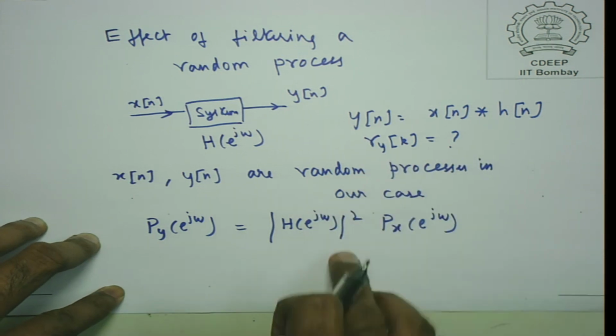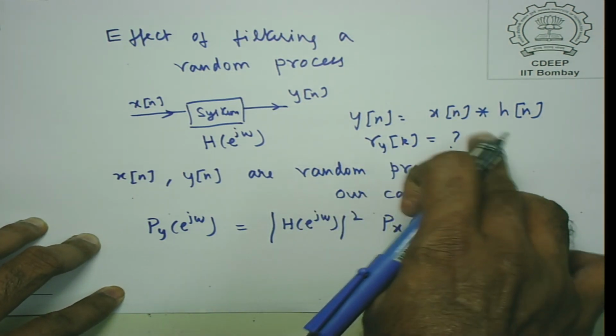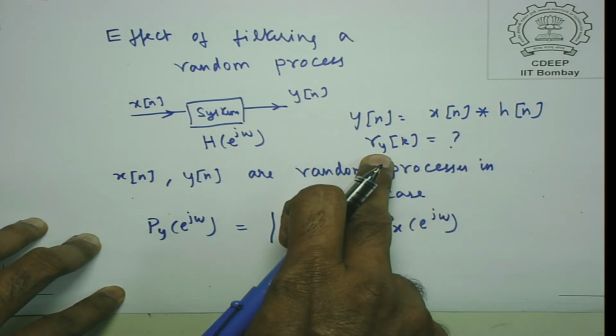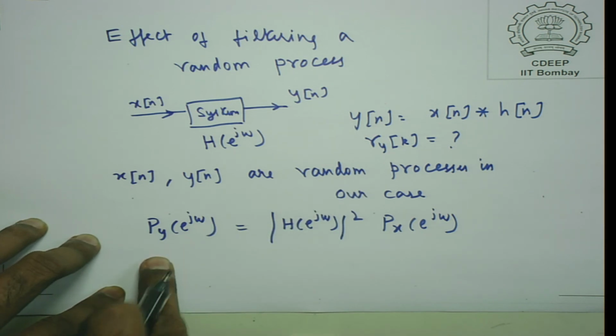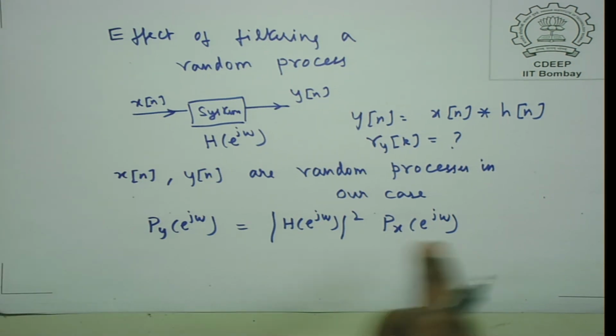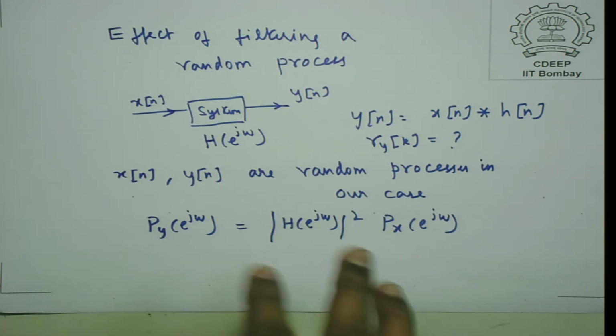You should be able to show this just by applying the expectations and convolution, to find what r y should be. From r y you should be able to take the DTFT and say that this DTFT is essentially the magnitude squared of the filter times the input power spectrum. So that essentially is what I wanted to talk about in terms of random processes.